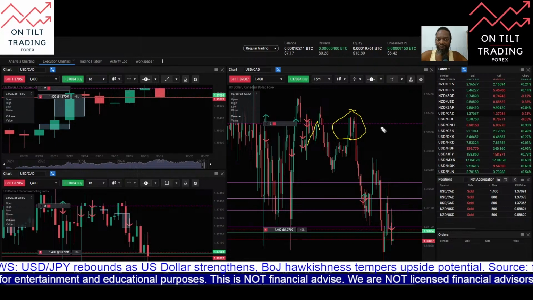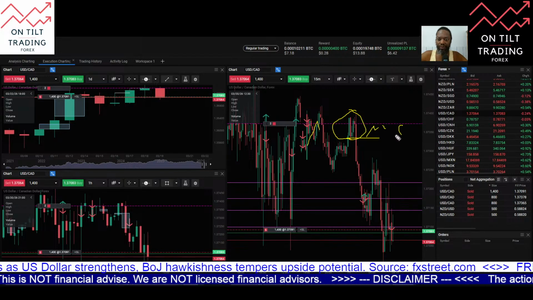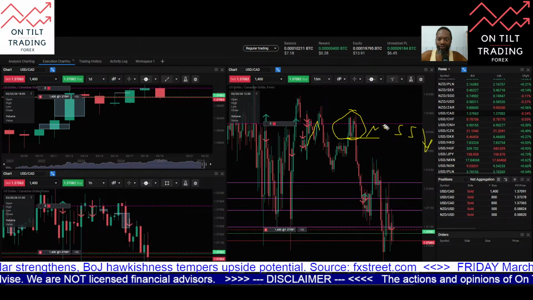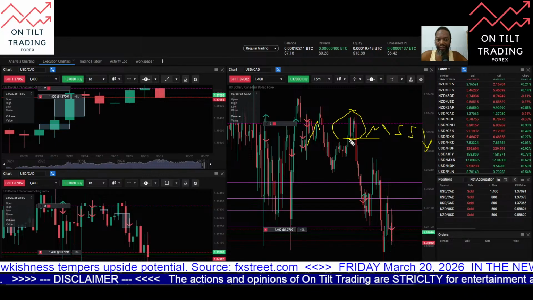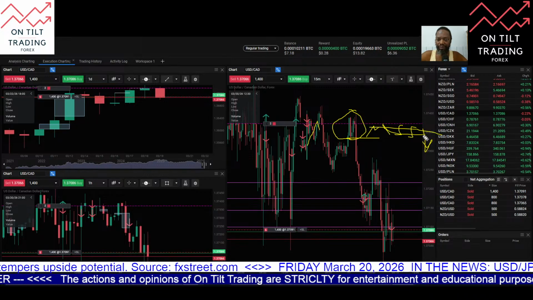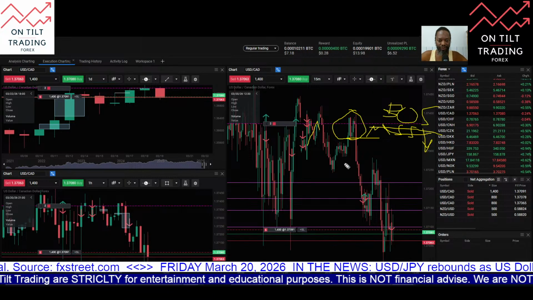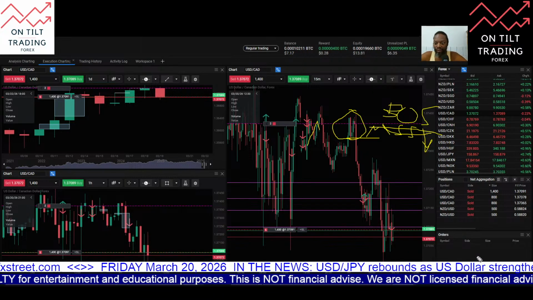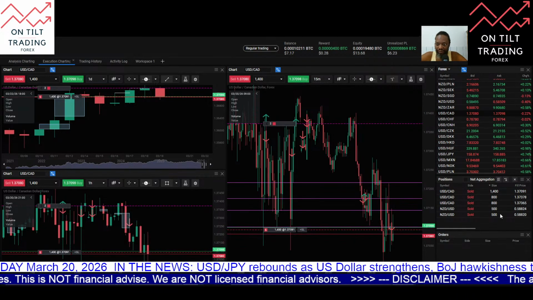We get here, this is the London session. Price put in another market structure shift here to the sell side. You can see price here pull back. Actually, this would not be a market structure shift. This would actually be a break of structure here. And then let's see, you can see price breakdown here.